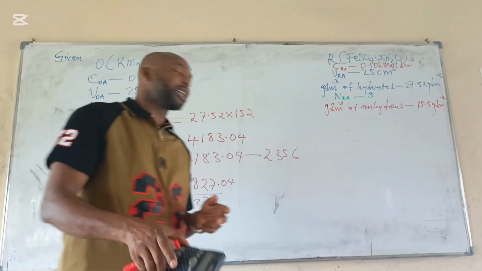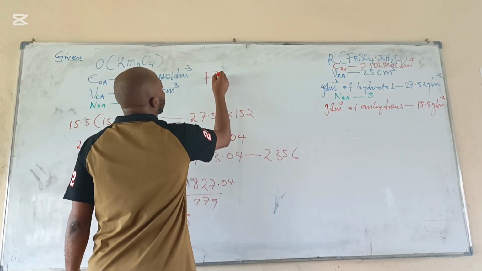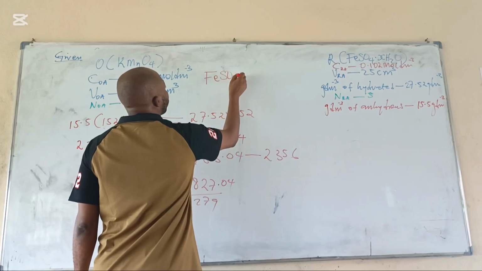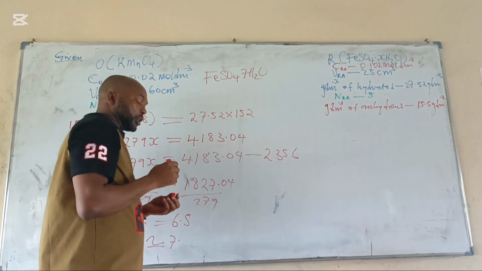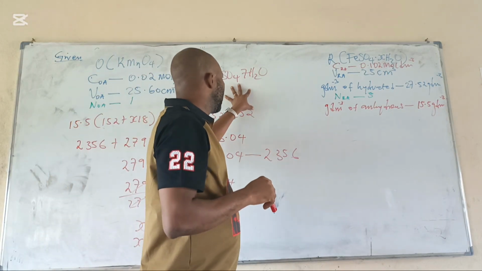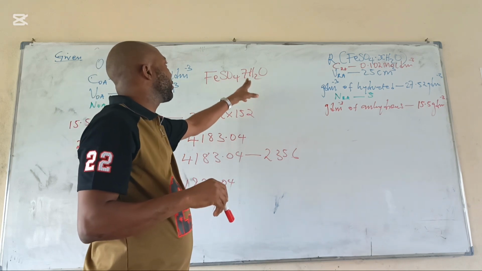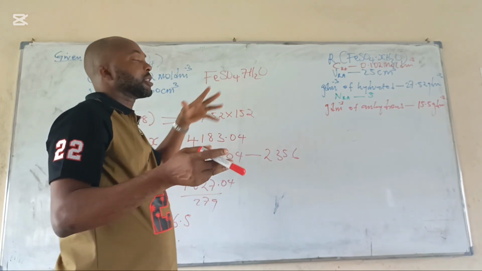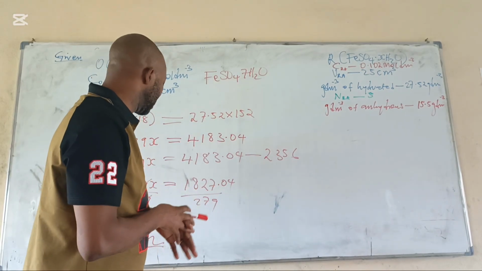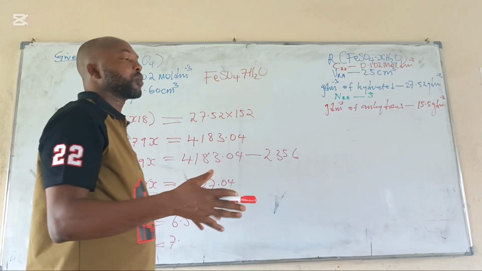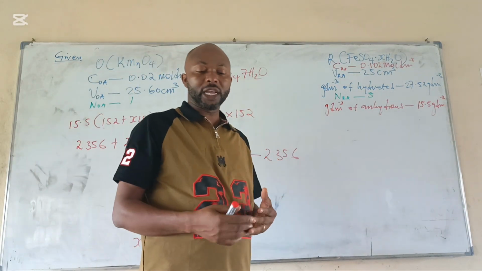So if x is 7, it therefore means the formula becomes FeSO4.7H2O. The name becomes iron(II) sulfate, or iron sulfate heptahydrate. That is the name. So in case you are being asked, you should not forget that. It's important. So we've gotten x. Remember, when we started this whole thing, they asked us only of x. What is the number of moles of water of crystallization first?